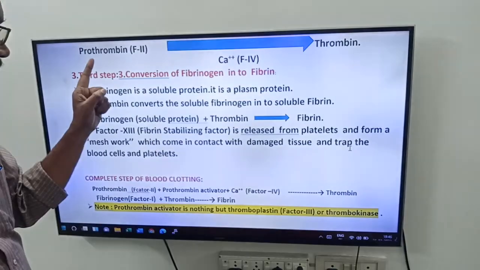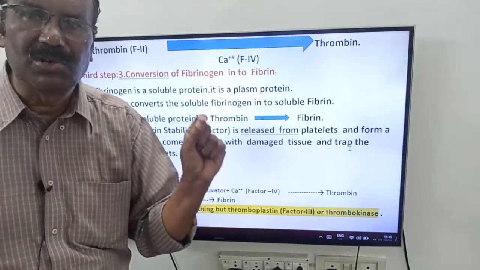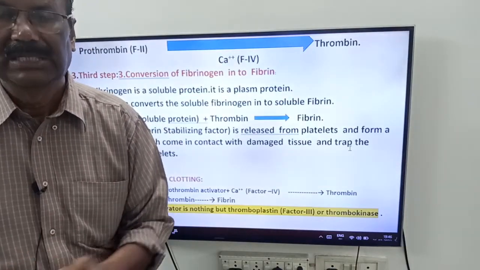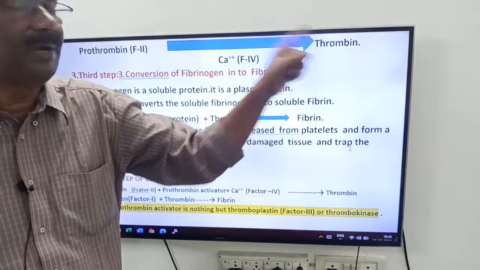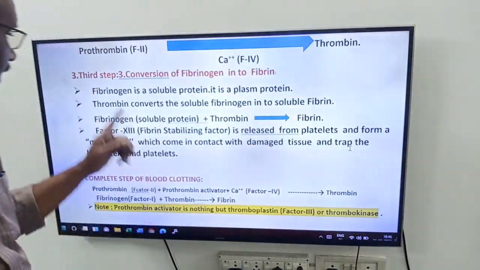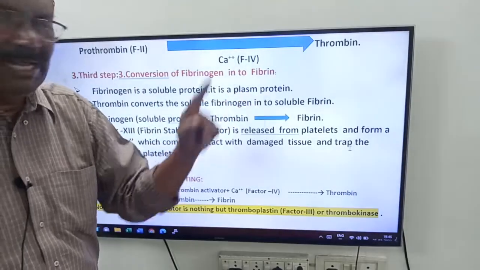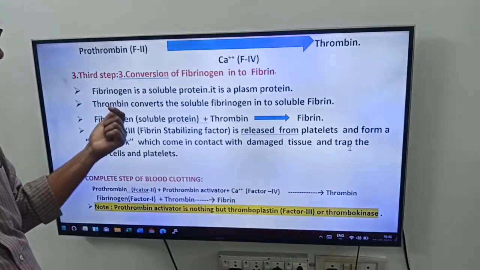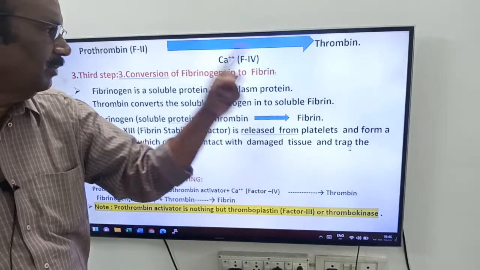Now come to the conversion of fibrinogen into fibrin. Fibrinogen is a soluble protein. Fibrin is an insoluble protein. Fibrinogen is converted into fibrin in the presence of what? In the presence of thrombin. Fibrinogen is present in the plasma, it is a plasma protein. Thrombin converts the soluble fibrinogen into insoluble fibrin.